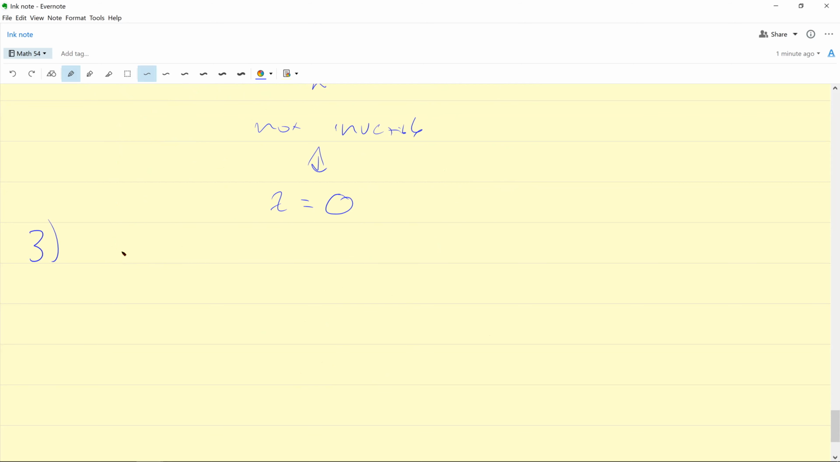What's the next one we're looking for? A real 3x3 matrix with an isomorphism from col A to null A.